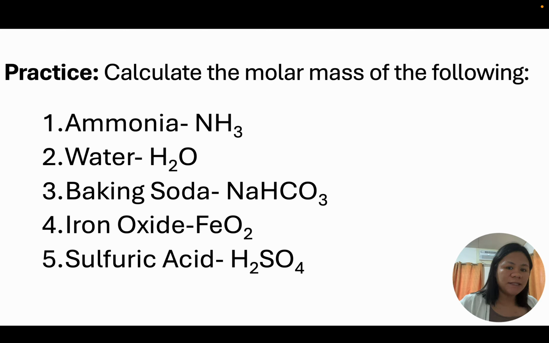So you can practice, no? In order for you to remember how to get the molar mass, just follow lang yung previous slide na procedure. Okay, so you have ammonia, water, baking soda, iron oxide, and the sulfuric acid.